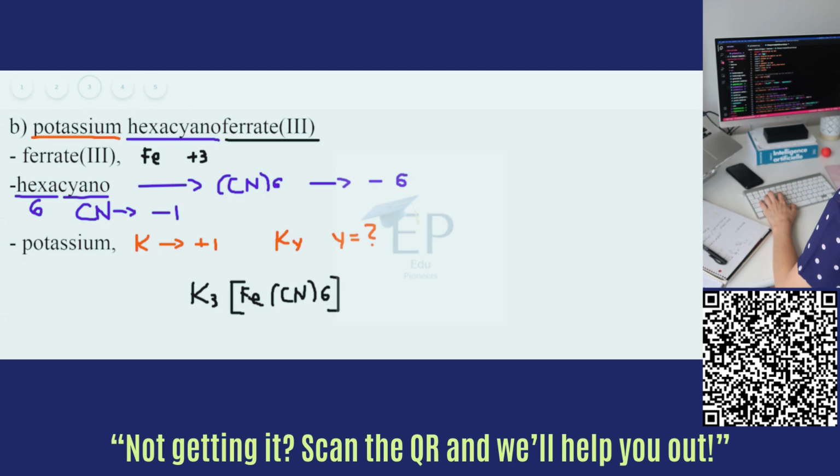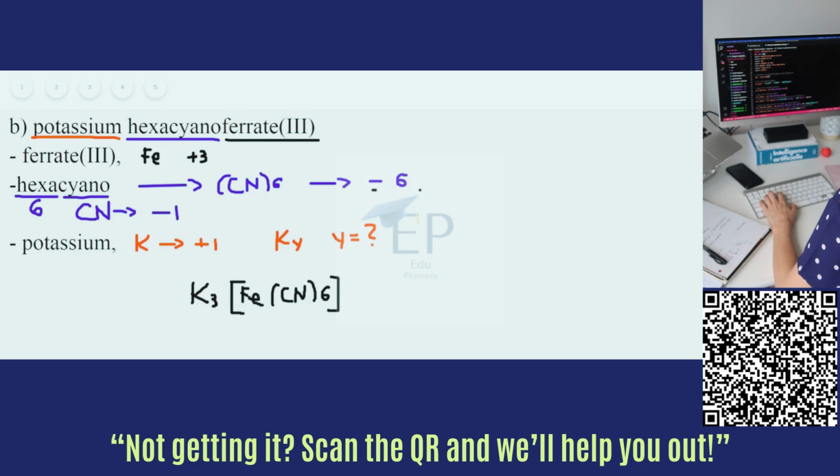In this case, again, let's identify first the metal atom, that is the ferrate, and the charge that is 3+. So we write down Fe +3. Then let's find what the ligand is. Hexacyano. Hexa stands for 6, and the cyano ligand we can indicate with CN. Each cyano ligand has a charge of -1. So overall, we can write down CN6, and the total charge is going to be -6.